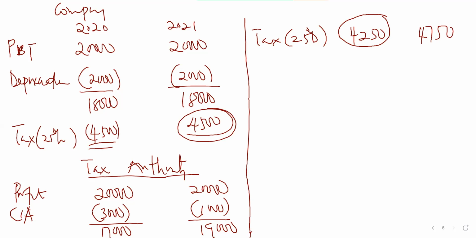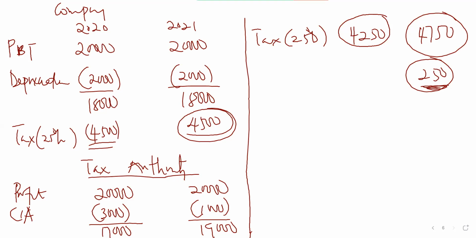Yes. But what is the tax now? 4,750. We are paying 250 in excess for 2021, isn't it? Yes. But you can see that it's this 250 that you have earlier enjoyed. That is the 250 that you have enjoyed in 2020, and that is the 250 that you are paying in 2021. Can you see that?